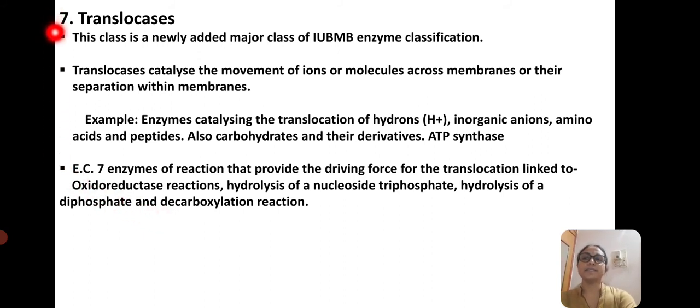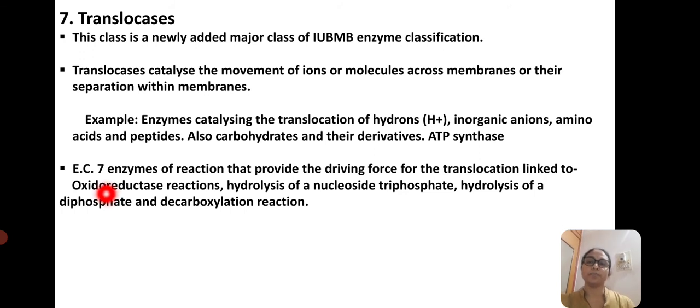Next, the last one, that is translocases. It is a newly added major class in the IUBMB. These translocases catalyze the movement of ions or molecules across the membrane. They will help in the movement of the ions across the membranes and their separation within the membranes. For example, enzymes catalyzing the translocation of hydrons H plus and also inorganic anions, amino acids and peptides. Also, carbohydrates and their derivatives are involved with the translocation activity. And ATP synthase is an enzyme which is going to help in the movement of the molecules across the membrane during the catalytic activity. These enzymes belong to EC 7.